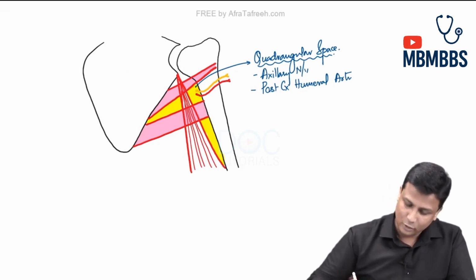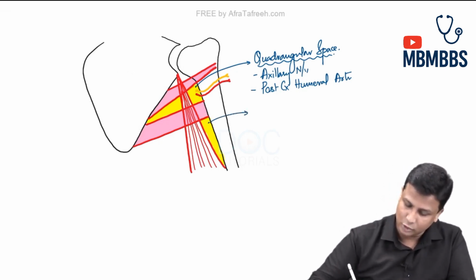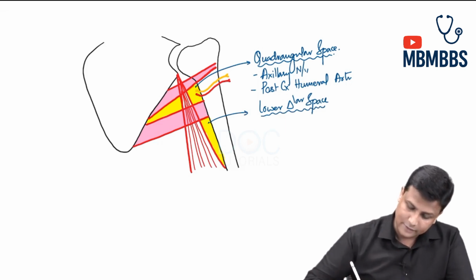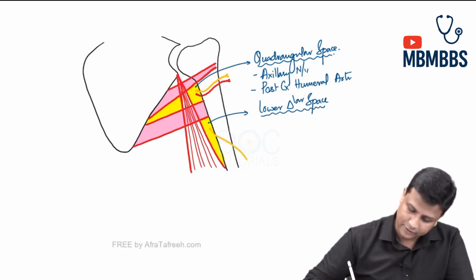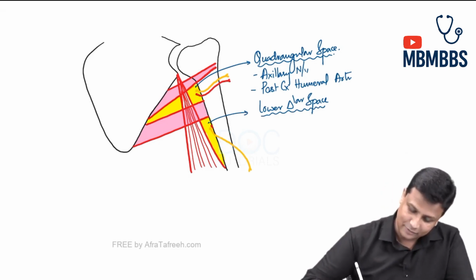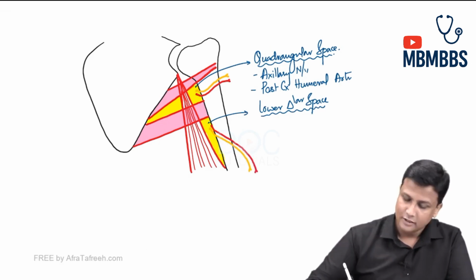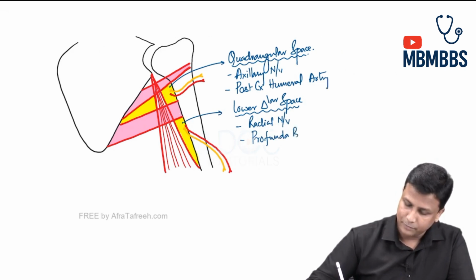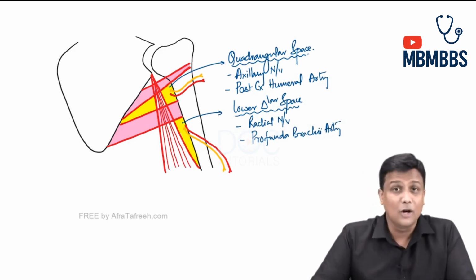Next one. The space present below here will be the lower triangular space. Now what are the structures which are going to pass through the lower triangular space? What is the content of that one, guys? So in this lower triangular space, we will be able to see one nerve passing from here. That's your radial nerve. And along with the radial nerve, what is that artery, guys? The artery present along with that will be the profunda brachii artery. So the lower triangular space will allow the radial nerve as well as the profunda brachii artery to pass. So these two structures are passing through the lower triangular space.